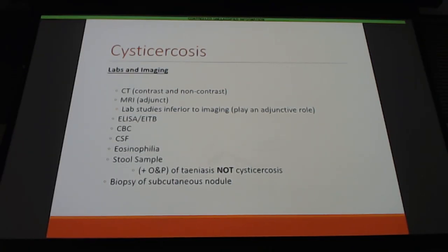So, the top part there, CT, MRI, ELISA, CBC, CSF, eosinophilia, or just CSF, is more so for the neurologic aspect of cysticercosis. Preferably, you can do a CT. It's a lot faster. It's a lot cheaper. But if you do want to see the specific type of scolex that this thing does have, you want clearer pictures, then you can do an MRI. But CT is good enough because it will tell you what you need to know. All right.